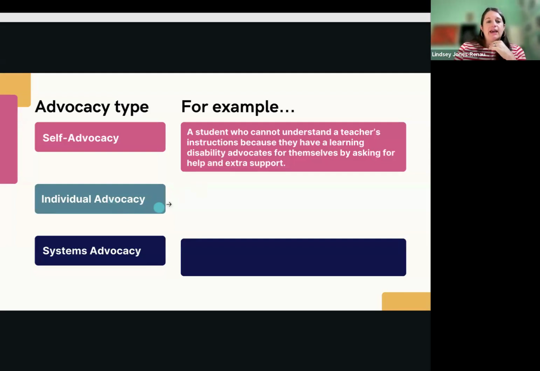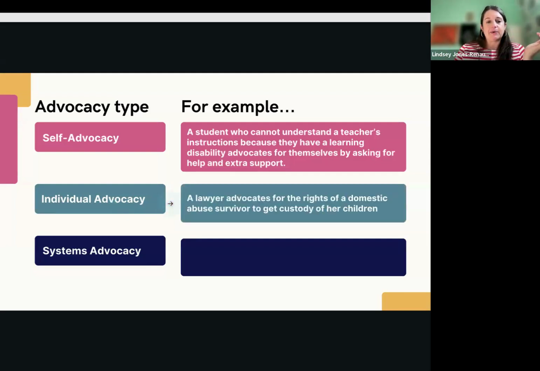And so that's an example of self-advocacy. Individual advocacy, an example is a lawyer who advocates for the rights of a domestic abuse survivor to get custody of her children. So a lawyer who is advocating for an individual woman who is being abused and helping her get the rights in court or by law to get custody of her children away from her abuser. So that's an example of individual advocacy.